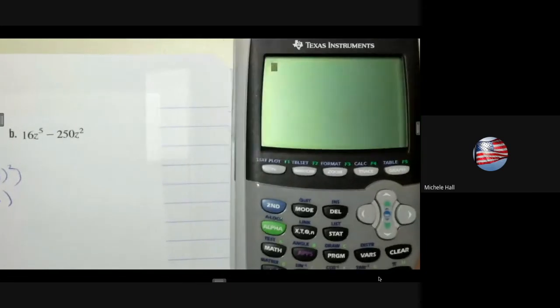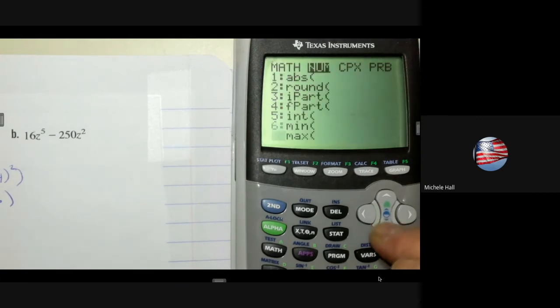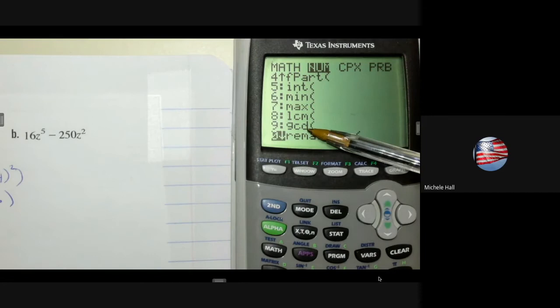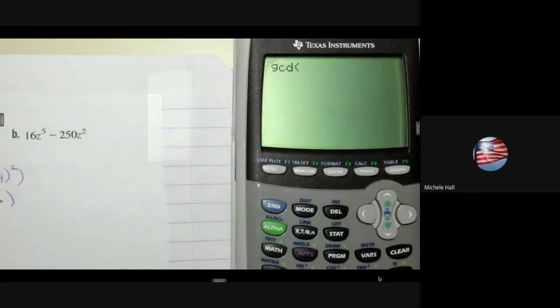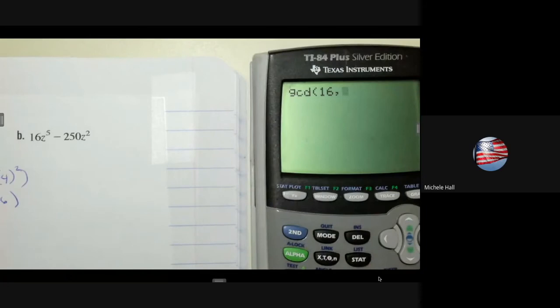If I go to the math button, I can go over to numbers. Under your math button, remember that's where you can see a cube root, or any root that you want to do. I can also get fraction answers and decimal answers. All right, so I'm going to go over to number. And if I scroll down to number 9, we see that we have least common multiple. We have greatest common denominator. So we're looking for the greatest common factor. If I hit number 9, and then the two numbers that I'm using are 16, comma, here's your comma button next to your parentheses. So comma 250, close your parentheses, equals 2 is the common factor.